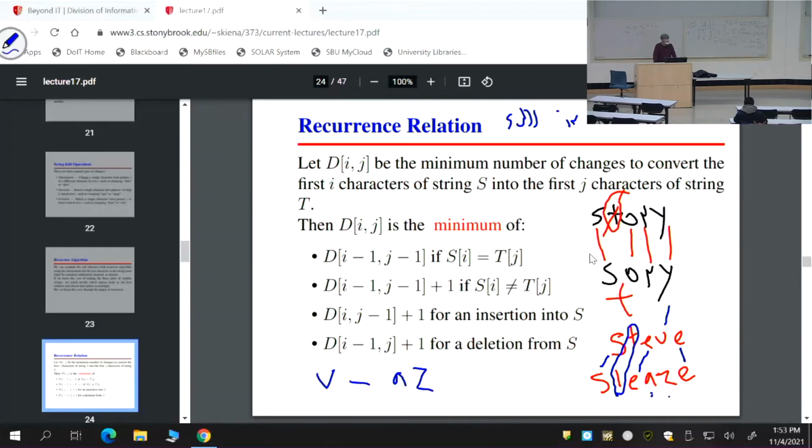Yeah? So one possibility is to take this, you're telling me, and insert a Z, and then do a substitute, right? Does everybody see that in two changes, I can change the V to an AZ? And so the cost of turning Steve to sleeves would be 3 changes. Does everybody get that idea?